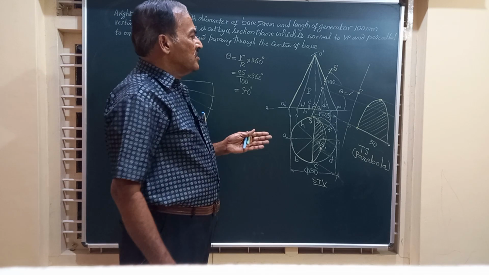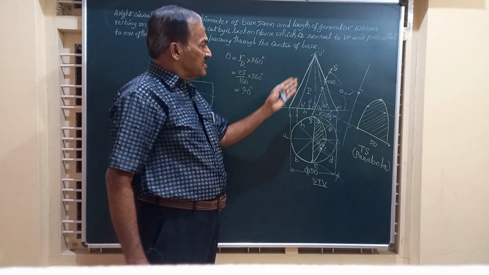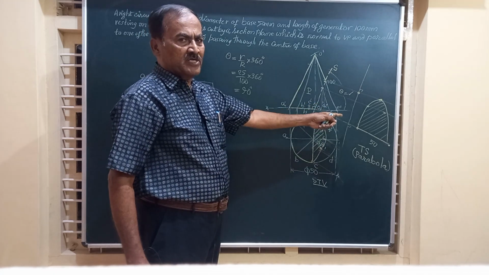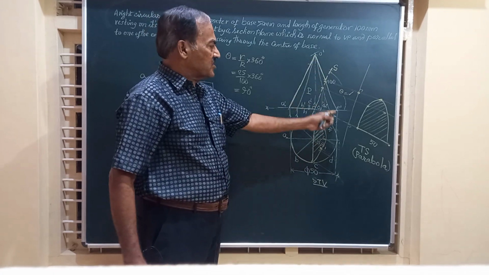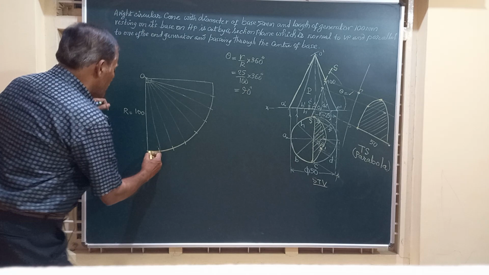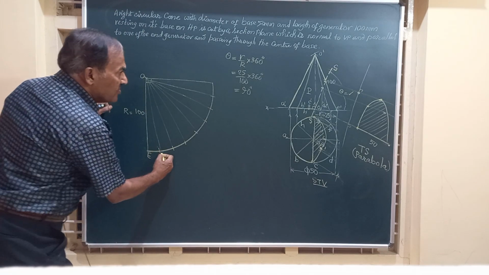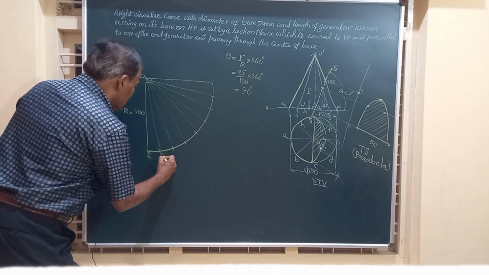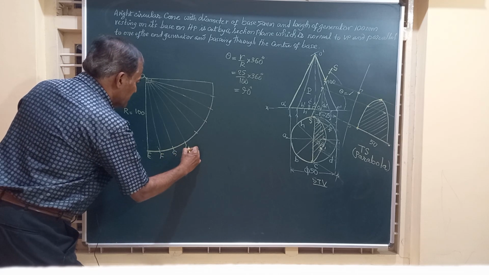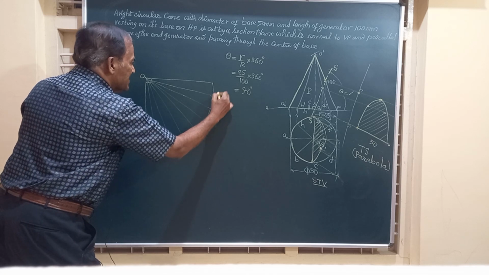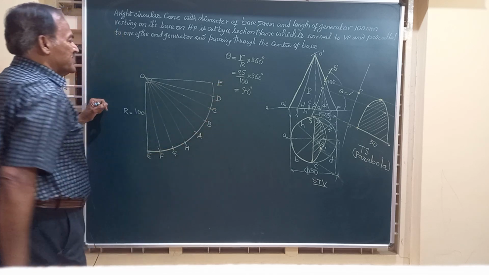Now we can draw the development of this commencing from OA or OE. Just for a change, let me start with OE. So I am going to mark E here. This is generator OE. Then you have got F, G, H. Then again continue A, B, C, D. This is how we should mark, friends.